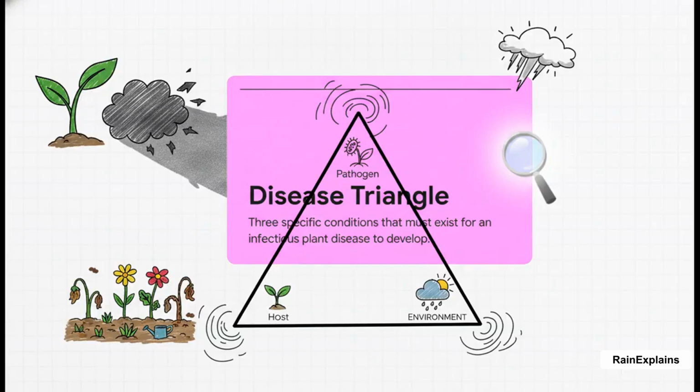Now, what's really fascinating here is that most infectious diseases don't just happen by random chance. A causal pathogen can't just wake up and decide to wreck your garden on a whim. It actually requires a perfect storm. We call this the disease triangle, and it defines the three very specific conditions that must exist at the exact same time for an infectious plant disease to develop and spread.